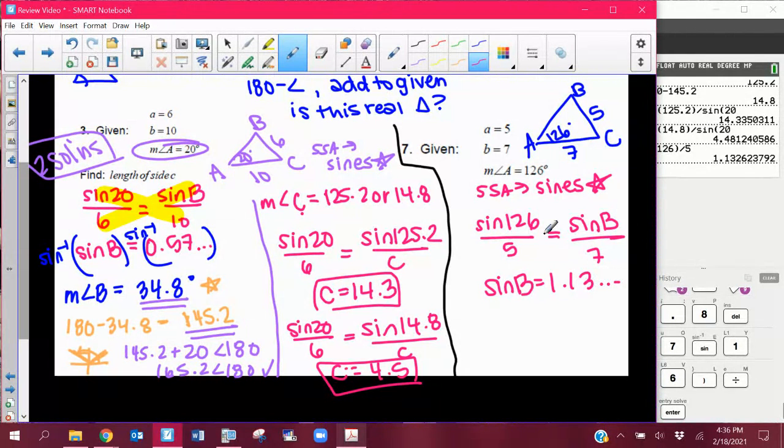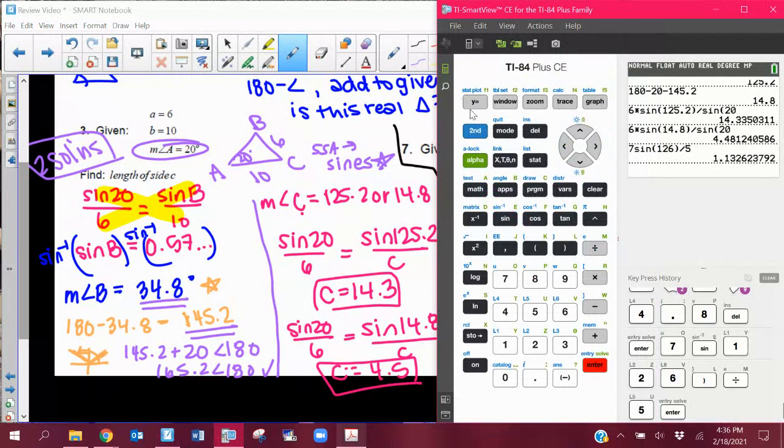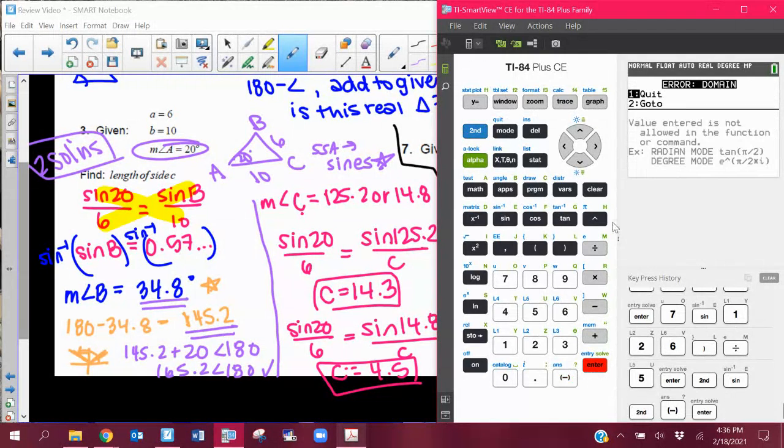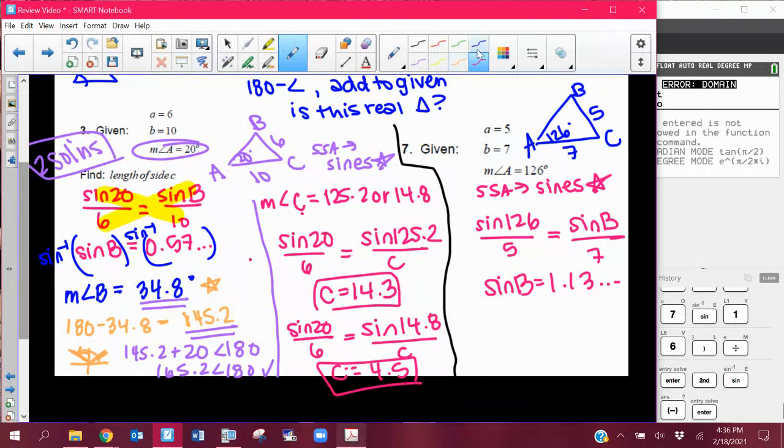Okay. After I get that, I'm going to go ahead and try the inverse sine in order to find what the B value is. Oh no, an error. Huh. Okay, and again, so I went in here and I did the inverse sine of both sides, and my calculator spit out an error.